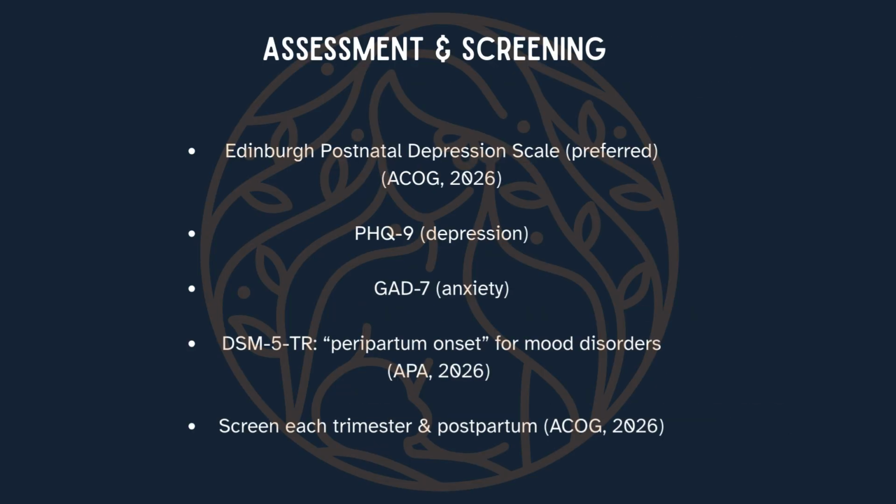When assessing the perinatal patient population, the Edinburgh Postnatal Depression Scale is preferred because it doesn't overemphasize physical symptoms that overlap with pregnancy. The PHQ-9 and GAD-7 are also appropriate for assessing depression and anxiety. The DSM-5-TR allows the peripartum onset specifier for mood disorders, and ideally we screen each trimester and then again postpartum.